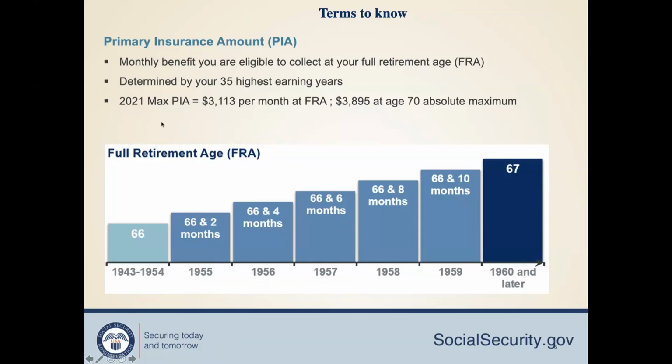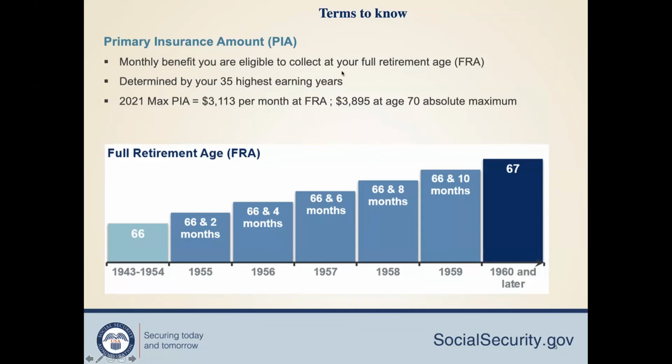Another term they use is primary insurance amount, PIA. PIA is the monthly benefit you are eligible to collect at FRA. It may be different from what you are actually getting paid, because what you are paid might depend on many factors, including when you start collecting. Whereas the PIA is based on FRA. That is what all the calculations are based on.